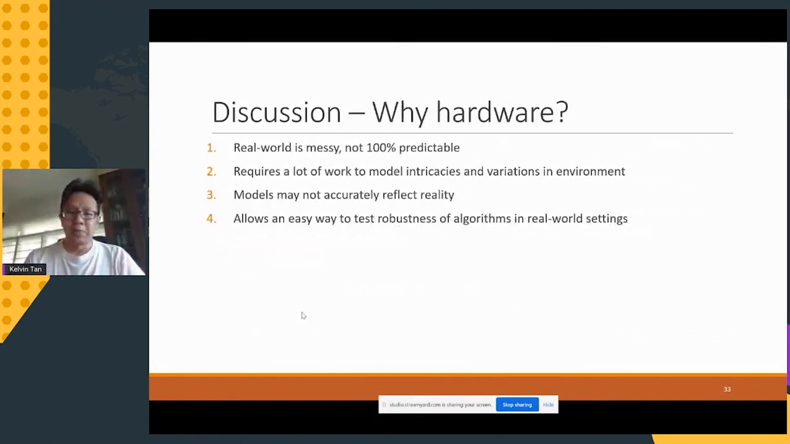Quickly, why hardware? Hardware is not 100% predictable. If we want to test the robustness of the algorithm, then we should test it on the physical hardware. If you try to model a lot of intricacies, it will take a lot of work, and even then, it may not be accurate. So we can quickly swap the hardware platforms on the same algorithm to test its robustness.